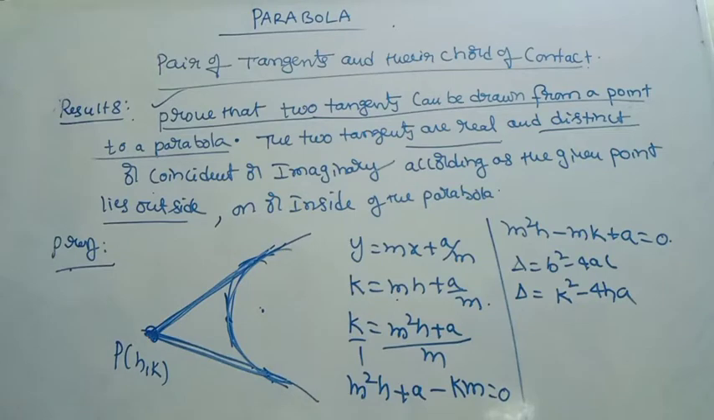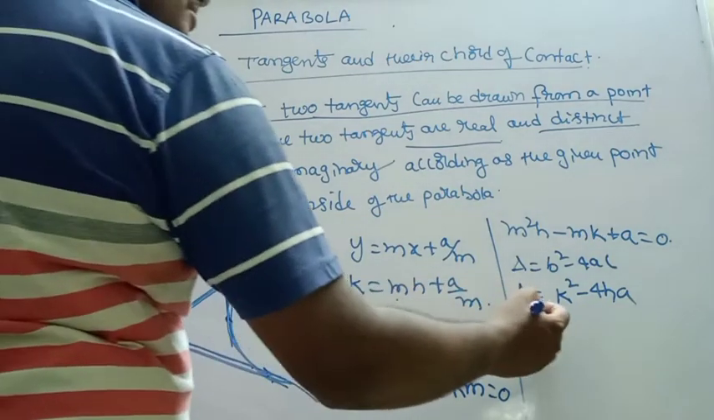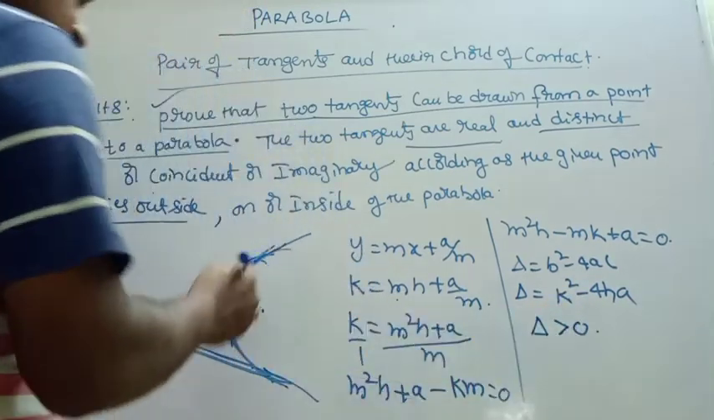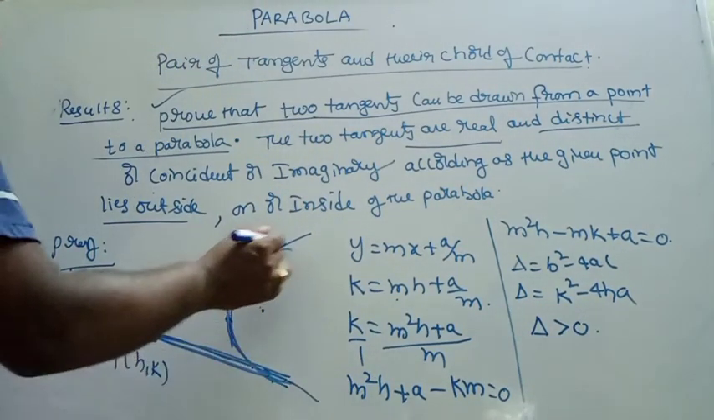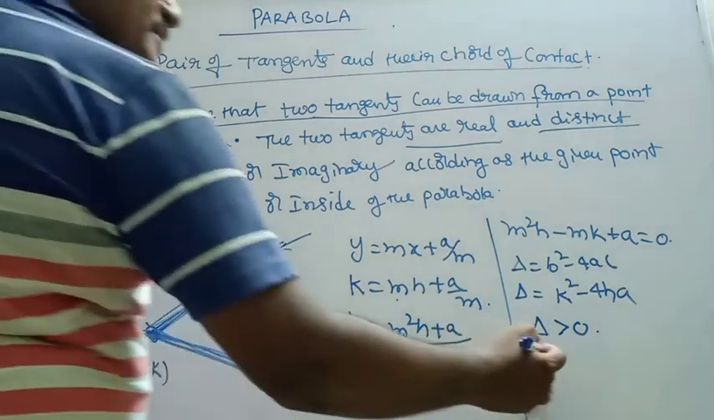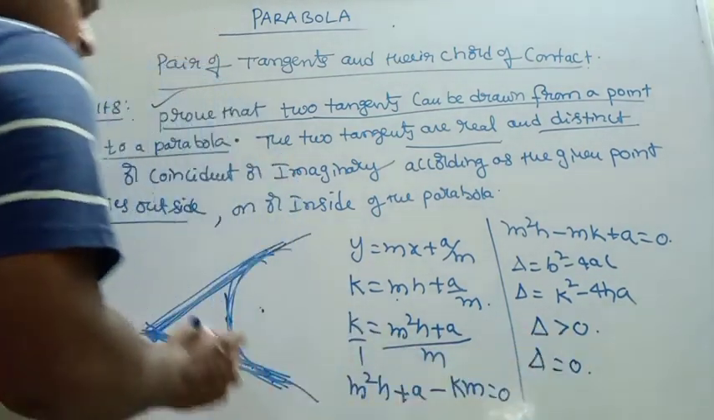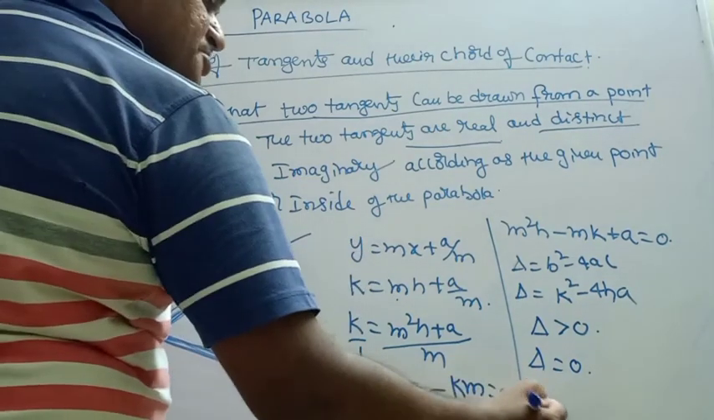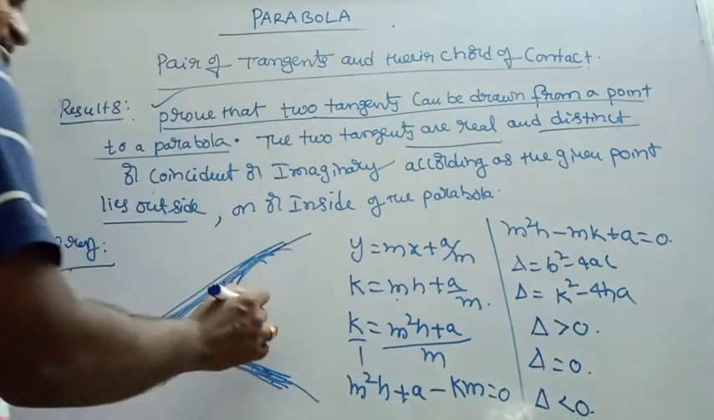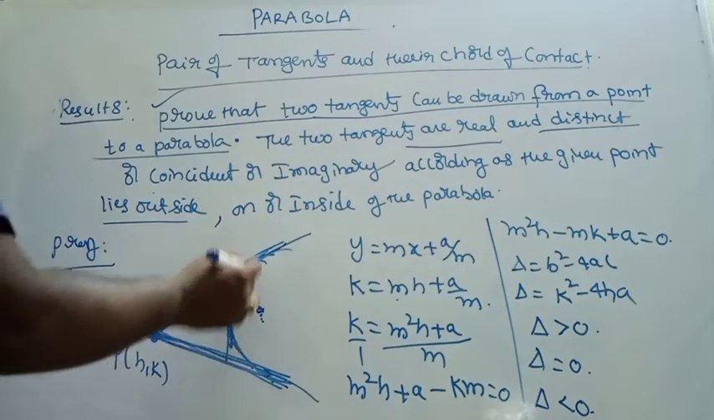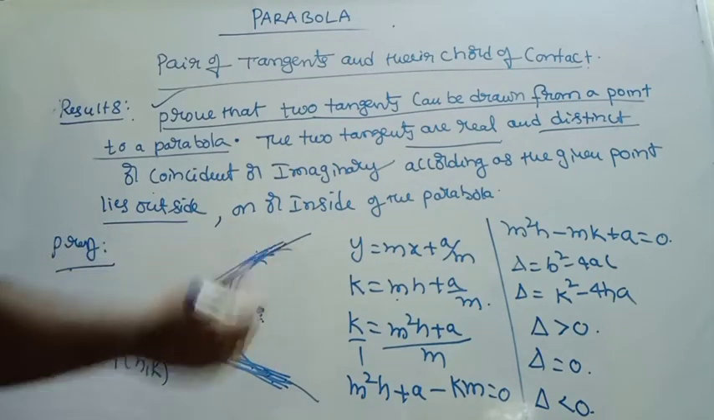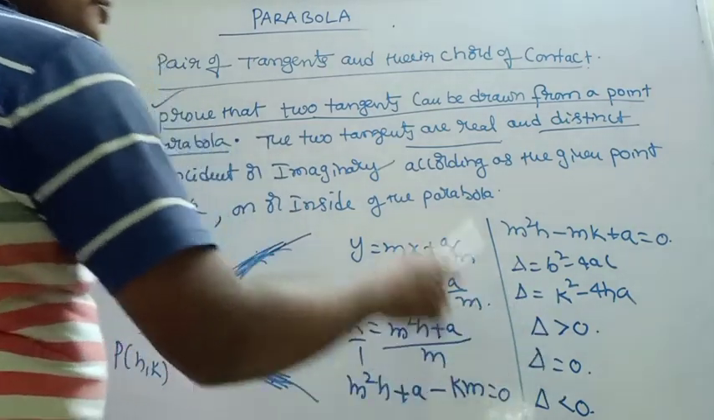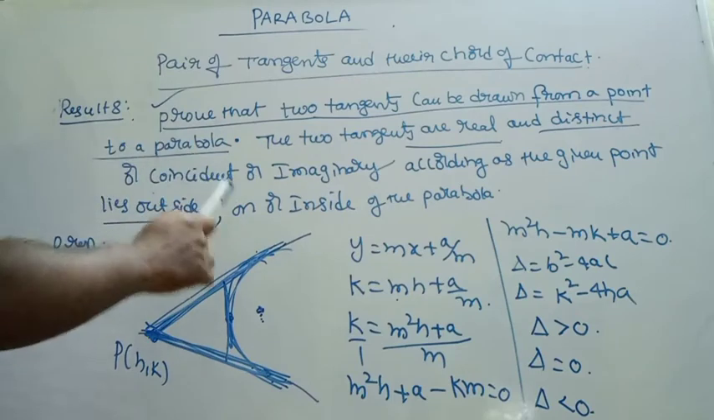According to this, if delta is greater than 0, then you are going to have two tangents which are real and distinct. Delta equal to 0 means you are going to get two tangents which lie on the parabola, right? Next, delta less than 0 means you get a point which is inside, then you cannot have tangents for that.